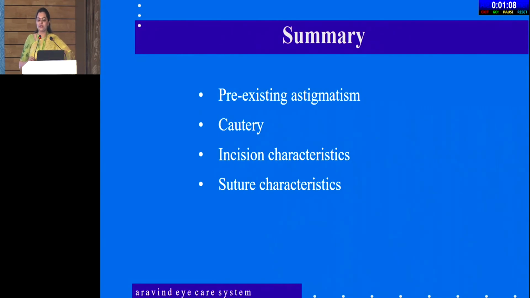So what you have to keep in mind is the pre-existing astigmatism, and calculate your wound even before you start doing the case: where to place your wound and how to place it. Cautery, again, give a lot of importance to cautery. Again, wound and the suture characteristics.